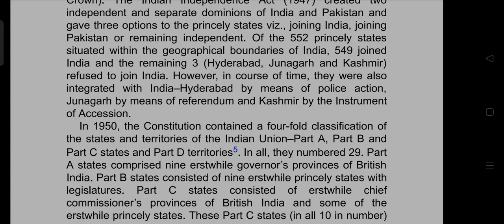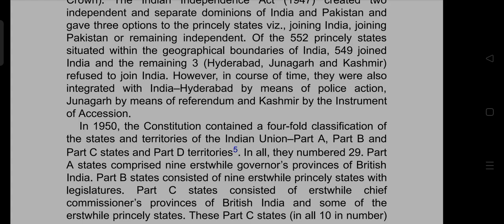In 1950, the Constitution contained a fourfold classification of the states and territories of the Indian Union: Part A, Part B, Part C states, and Part D territories. In all, they numbered 29.